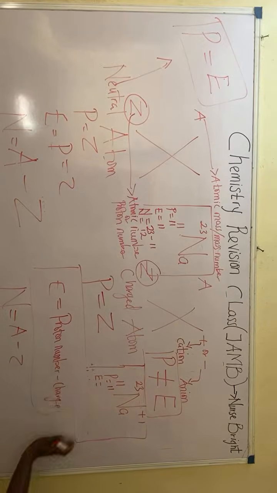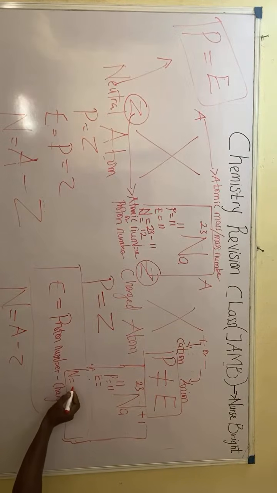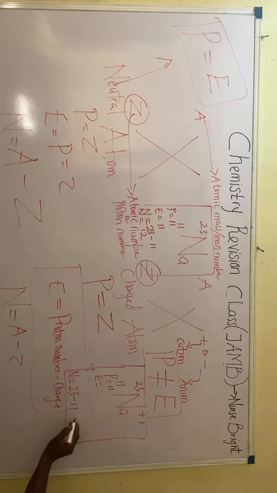Now leave electron alone. Let's go for our neutron. Come to electron last. Neutron basically is still the same: 23 minus 11, which is what is up and what is down, which is 12.